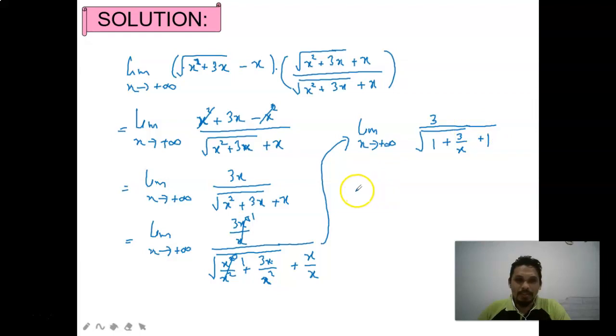Okay, so as x approaches positive infinity, x gets bigger and bigger, so this approaches 0. So finally we come up with 3 divided by the square root of 1, which equals 1, plus another 1, so it is equal to 3 divided by 2.